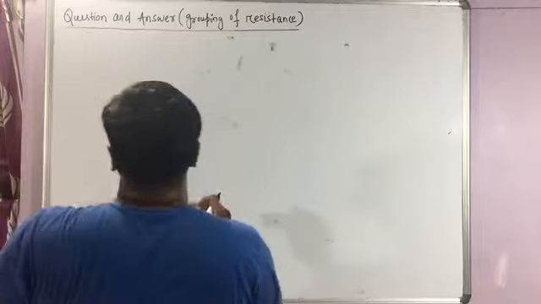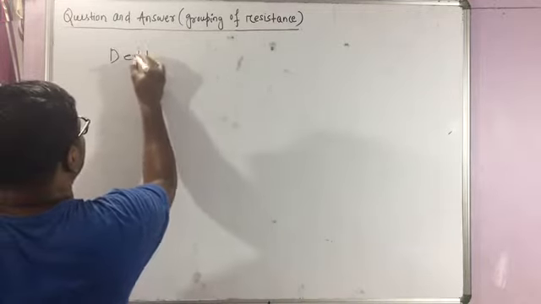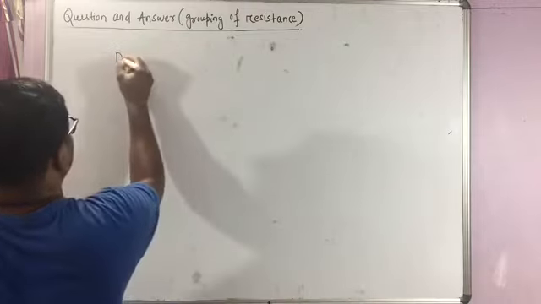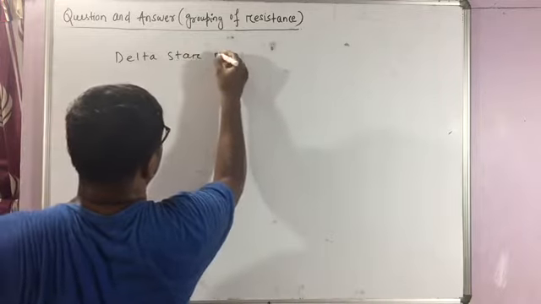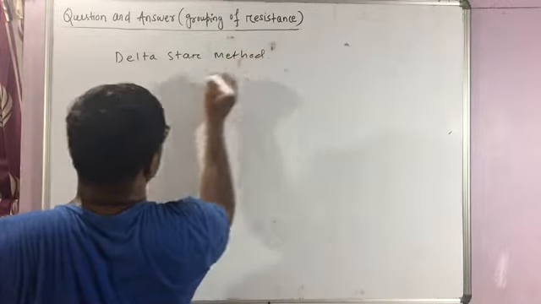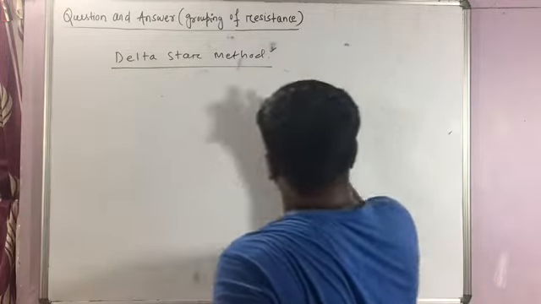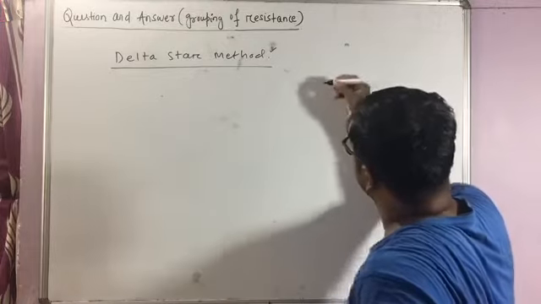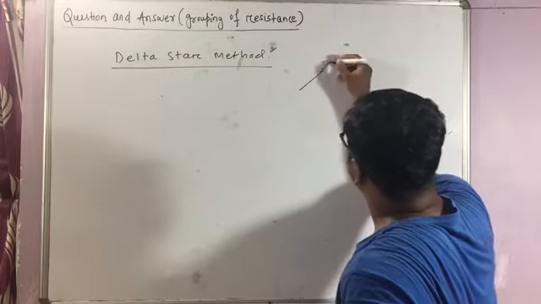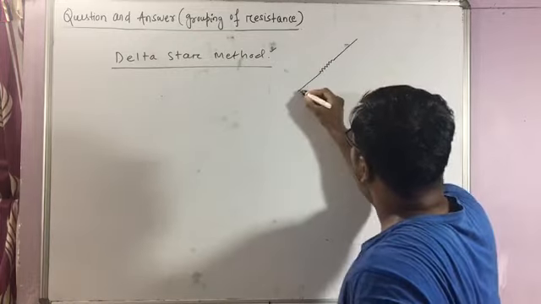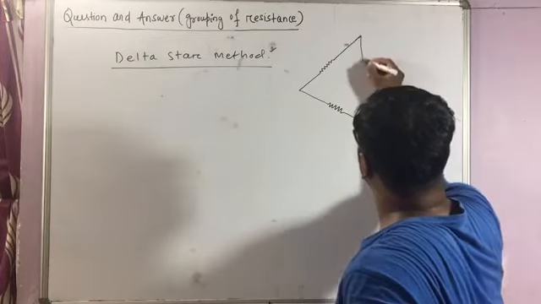So your second technique is the delta star or star delta method. What is that method? This method will be applicable when, suppose, there is a circuit like this, exactly in the manner that I have done previously.